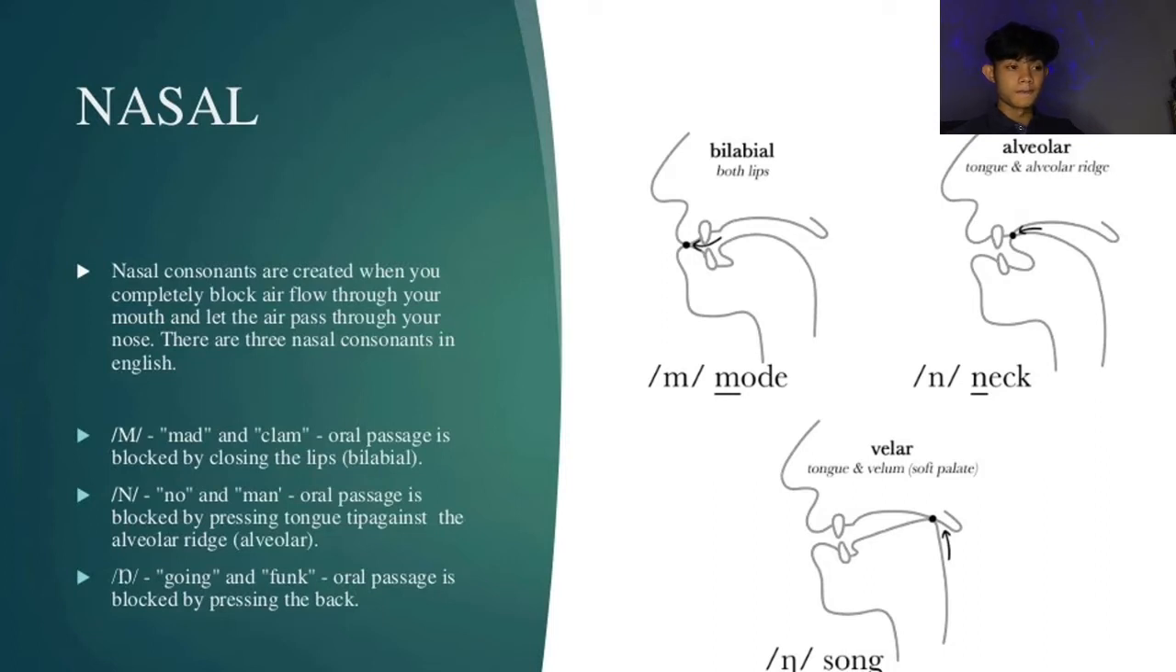The first one is, which is mud and clam. Oral passage is blocked by closing the lips. It's called bilabial. The second one is now and ma. Oral passage is blocked by pressing the tongue tip against the alveolar ridge. It's called alveolar. And the third is, the example when you use is going and funk. Oral passage is blocked by pressing the back.